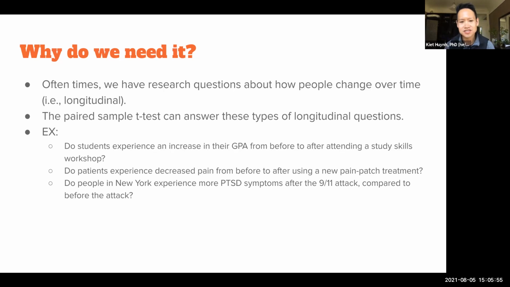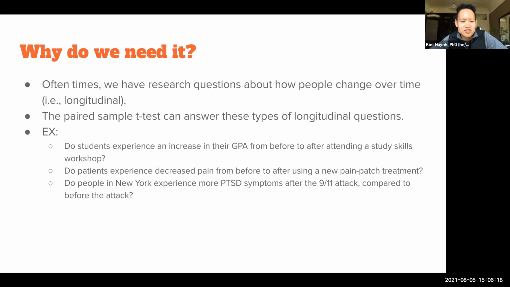A lot of research investigates questions about how people change over time. And this is called longitudinal research. It just means that people are measured at multiple time points. And we use the paired sample t-test to answer these types of longitudinal questions.